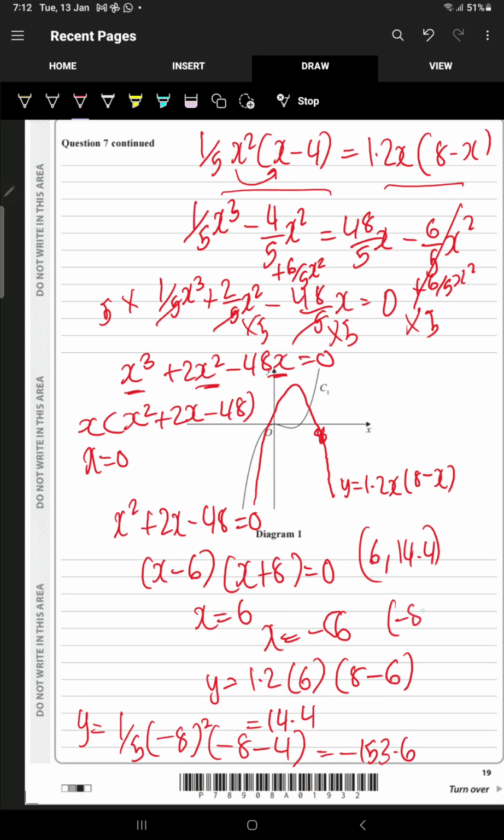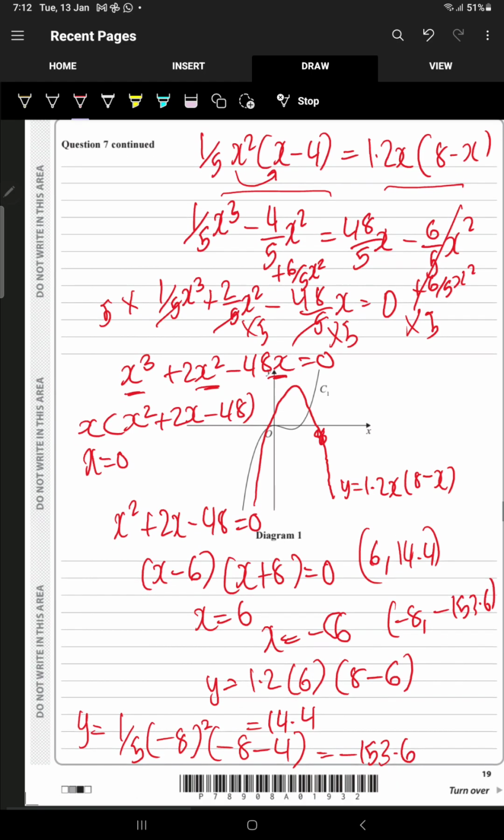And if we substitute 0, so 1.2 times 0 times 8 minus 0, this is going to just give us 0, because anything times 0 is just 0. So this is 0 and 0. So these are our final answers over here.